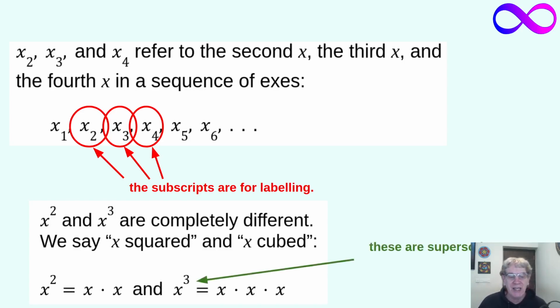Notice that these are superscripts, and they certainly do have a lot of mathematical power. So x cubed, as I just said, is x times x times x. You must multiply x by itself and then multiply by x by itself again.